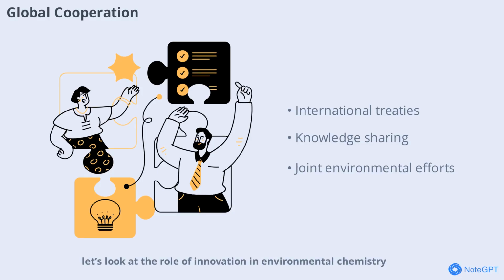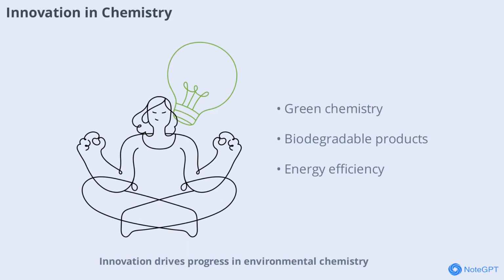Next, let's look at the role of innovation in environmental chemistry. Innovation drives progress in environmental chemistry. Scientists are developing green chemistry techniques that minimize waste and use safer materials. New catalysts, biodegradable products, and energy-efficient processes are transforming industries. These advances help reduce pollution and conserve resources. Supporting innovation is key to building a sustainable future.